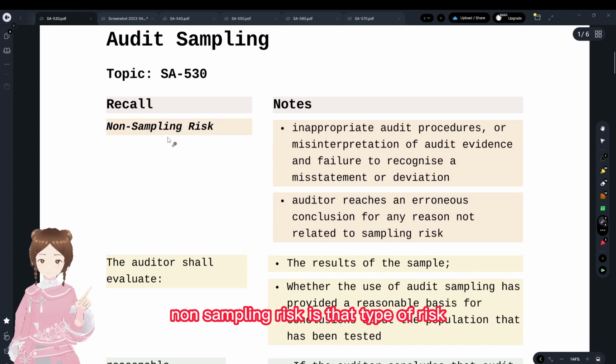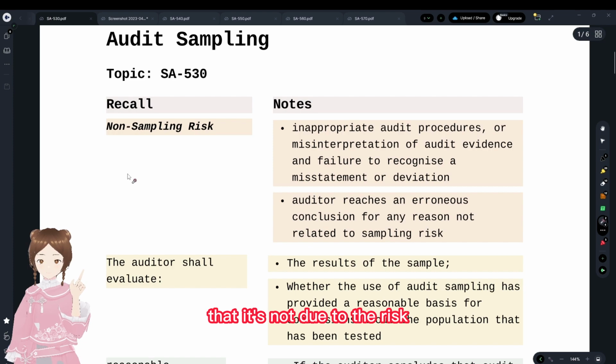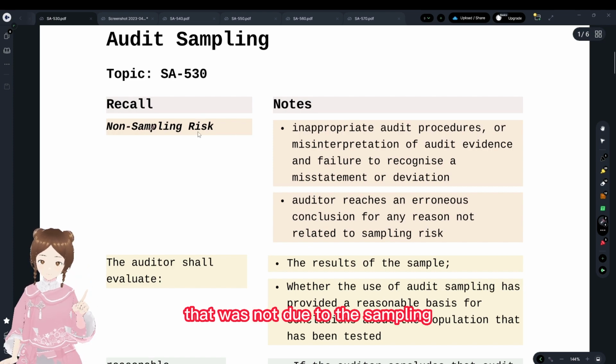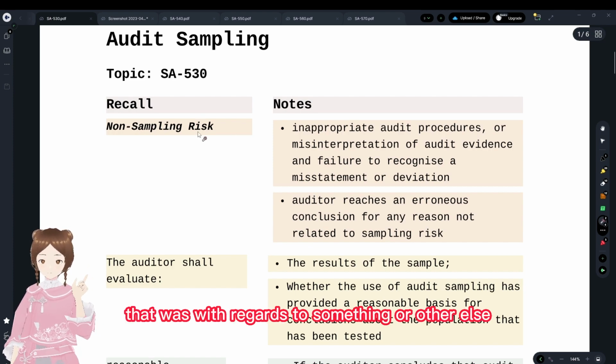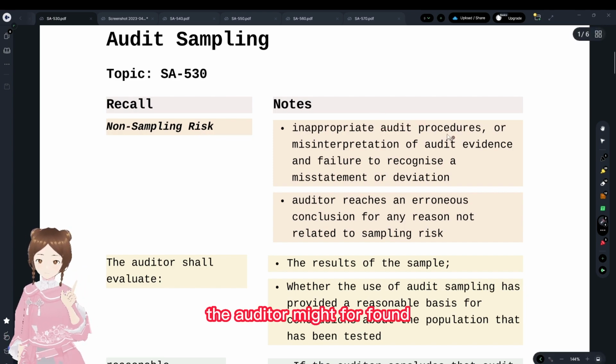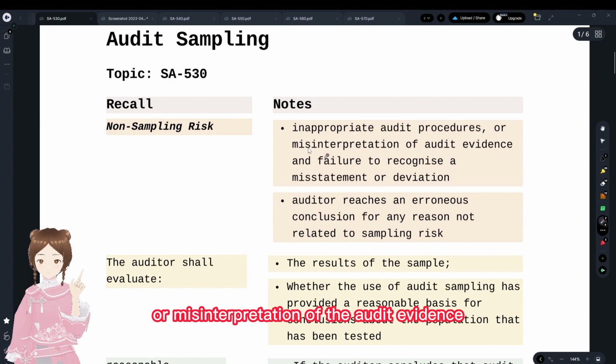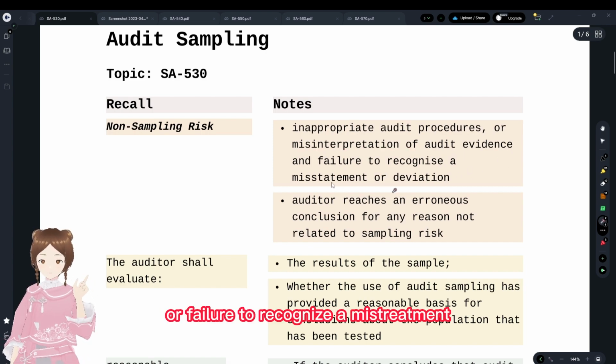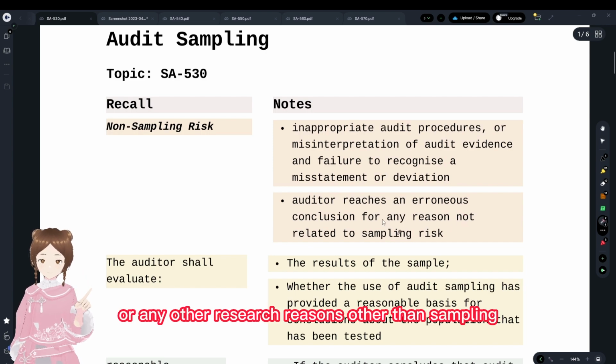Non-sampling risk. Non-sampling risk is that type of risk that was not due to the sampling; it was with regards to something else. That is with regards to the audit procedure the auditor might have followed, or misinterpretation of the audit evidence, or failure to recognize a misstatement, or any other reasons other than sampling.